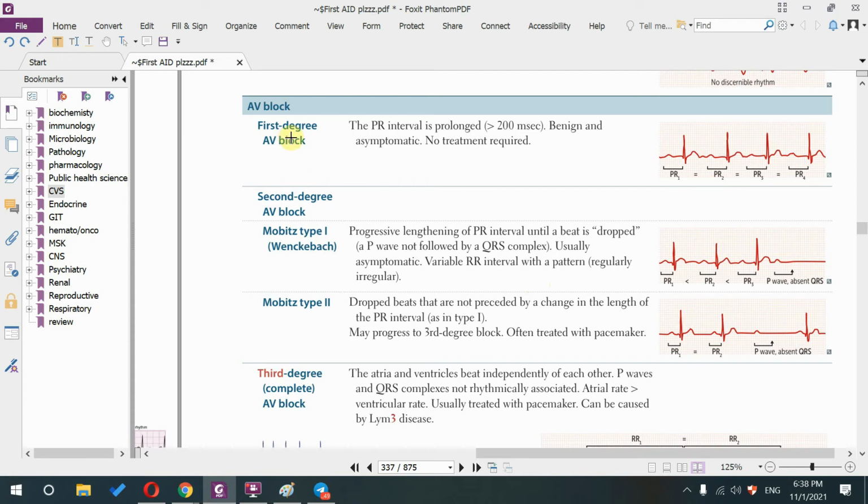Okay, good. So here we see that we have 1st degree, 2nd degree, and 3rd degree. So in the 1st degree AV block, the PR interval is prolonged. Prolonged is defined as 200 milliseconds. Guys, 200 milliseconds is how many big boxes?